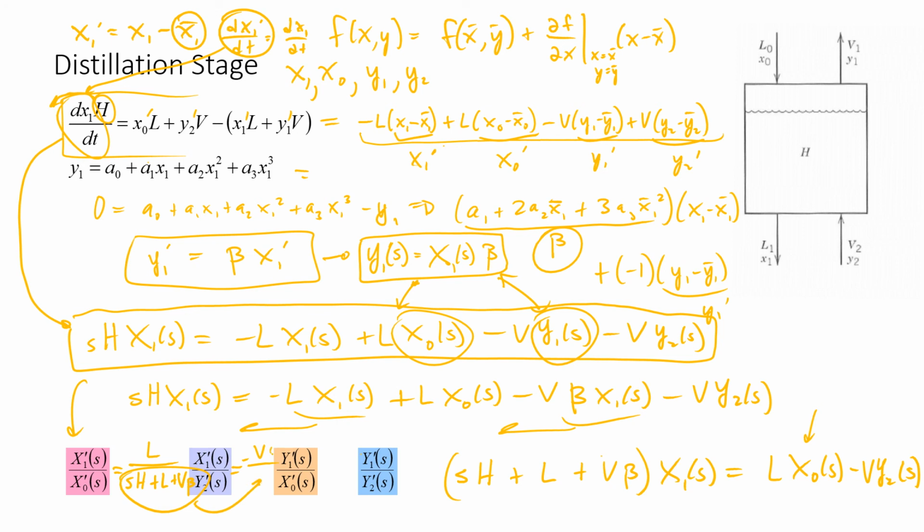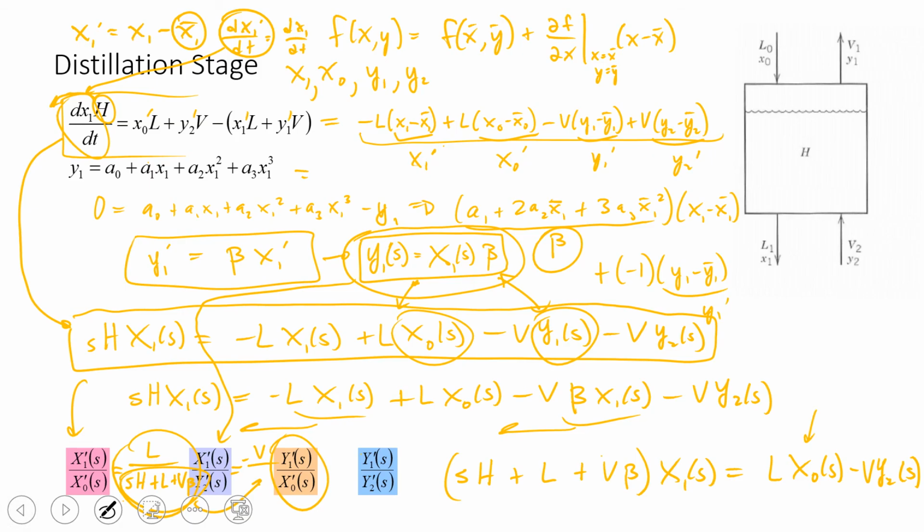Now to get the final two, I already have transfer functions for the x1 over x naught. Let me get it for the y1. I'm just going to use this expression right up here and plug in for x1 to get the y1 as well. So x1 is y1 divided by beta. I'm just going to take these two transfer functions and multiply them by beta. Okay, so that concludes this example on the distillation stage.